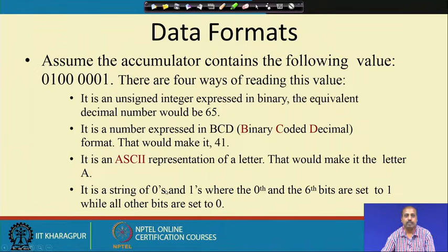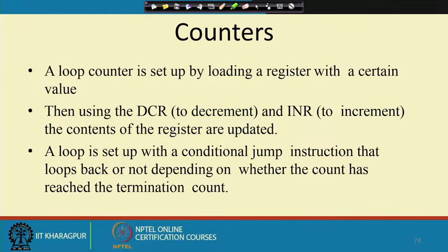If you are looking at it as a string of zeros and ones, where the 0th and the 6th bits are set to 1 and the rest are all zeros, this may be the interpretation when we are looking at it as a bit string. So, this way we can have different interpretations of the bit strings that we have stored in the microprocessor.